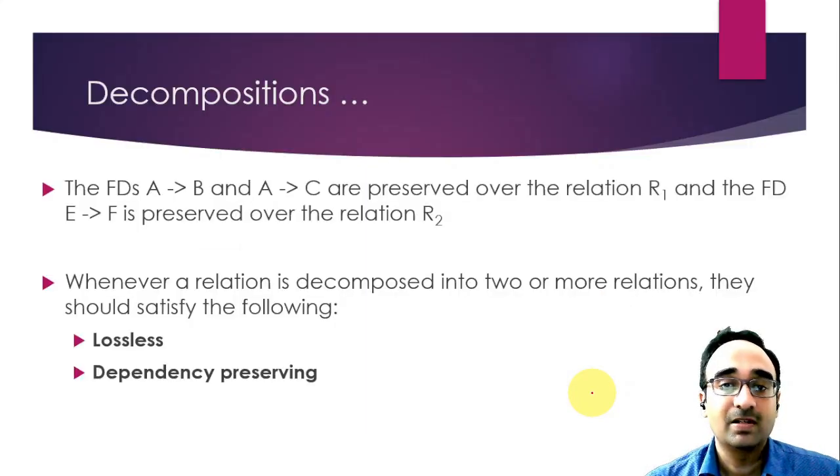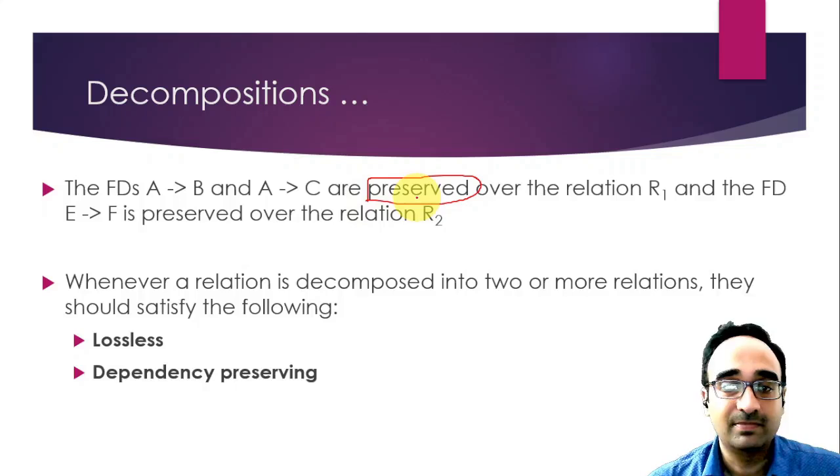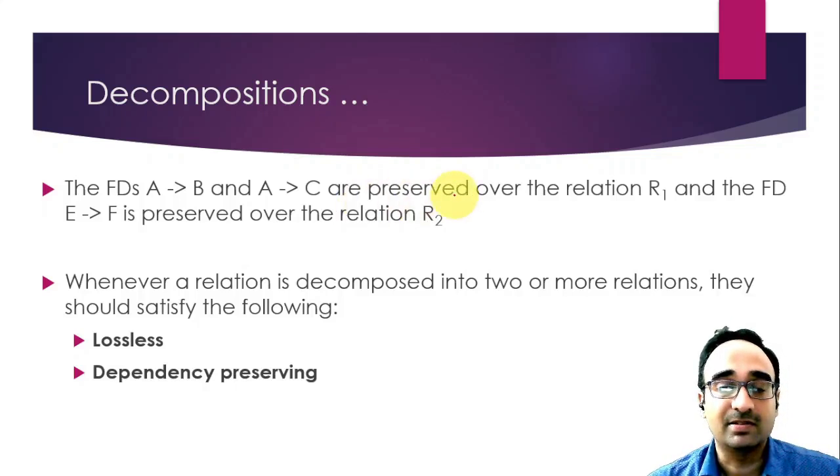So we can say that the FDs A to B and A to C are preserved over relation R1, and the third FD E to F is preserved over relation R2. So just focus on this term, preserved. I will talk about this in the coming videos. This is very important. I have simply written that these two FDs are preserved over R1 and this FD is preserved over R2, but actually we have to check whether it is happening or not. That procedure you will see in the future videos.